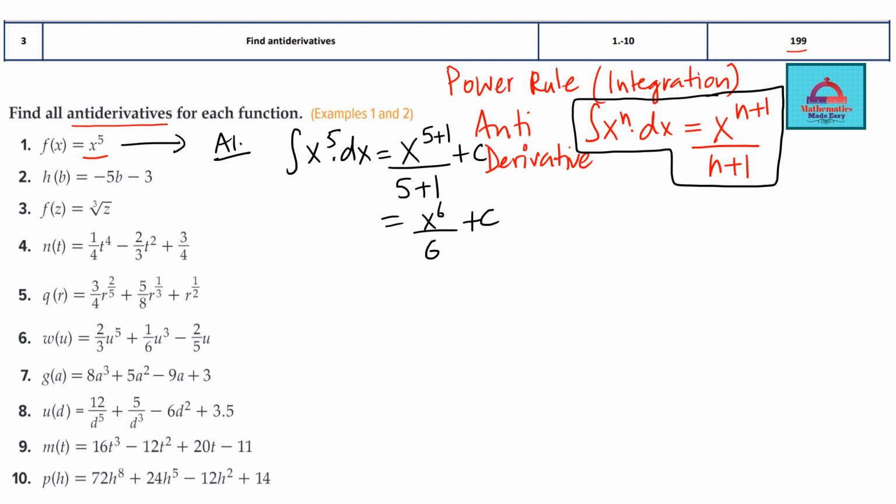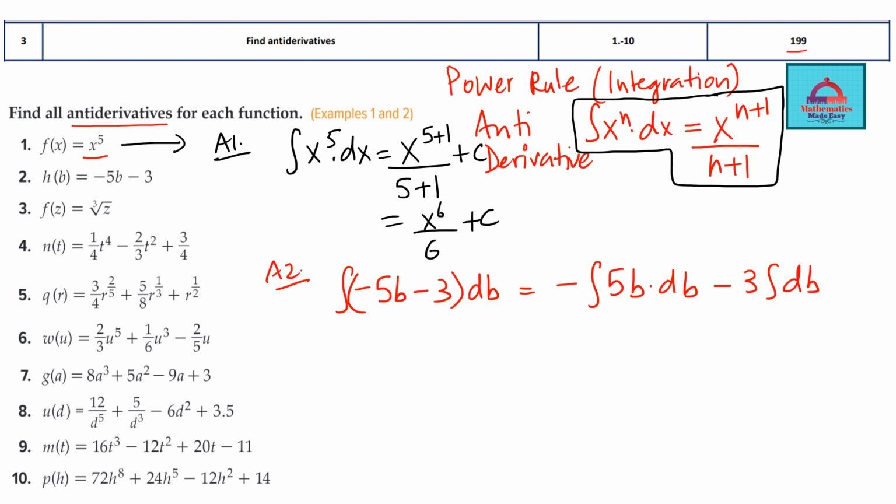Now we'll do question 2. Let's do it here. So for answer 2, again I have to find the integral of minus 5b minus 3. Now if you see, the variable here is b, so I will write db with it, and you can split it into two parts. Minus goes outside: 5b db minus 3 integral db.